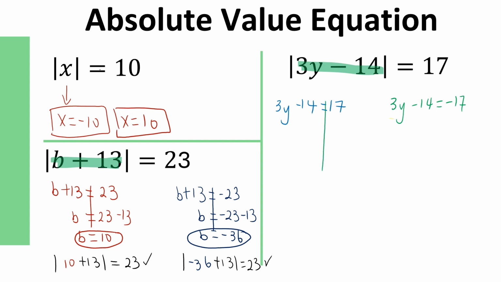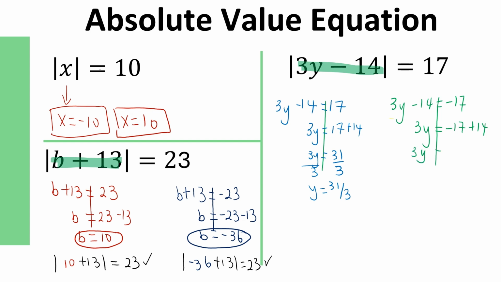For the first equation, we have 3y equals, I'm going to add 14 on both sides, so 17 plus 14, and that will give us 31, and then divided by 3, so y equals 31 over 3. And for my next equation, my steps are exactly the same. So 3y equals, this time you're going to add 14 to negative 17. That will give us negative 3, and then divide by 3 on both sides. So y equals negative 1.